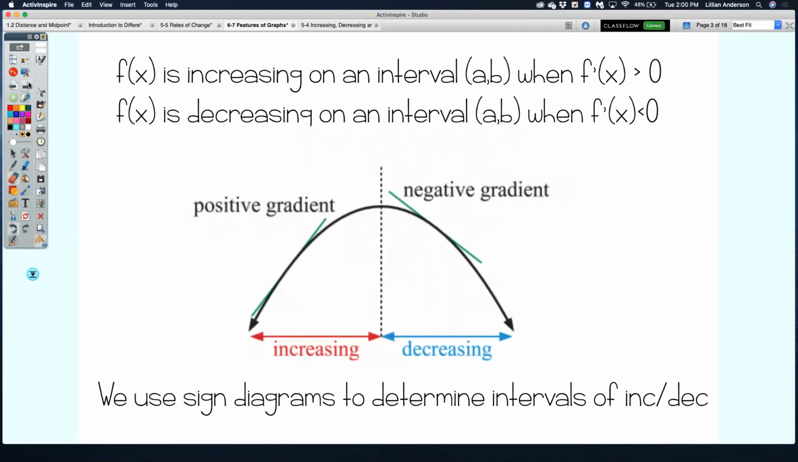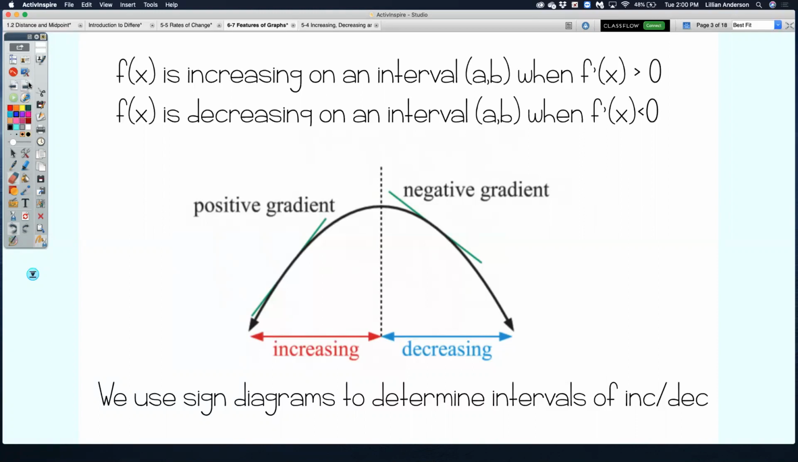So f of x is increasing on an interval from a to b when f prime of x is greater than 0. So when the first derivative is greater than 0, without even looking at what the function is, like this actual graph, we'll know that f is increasing on that particular interval from a to b. And vice versa. If the first derivative is less than 0, then we know the function is decreasing.